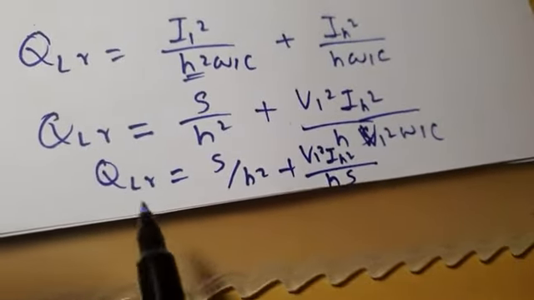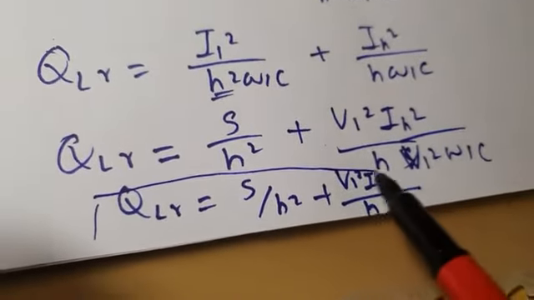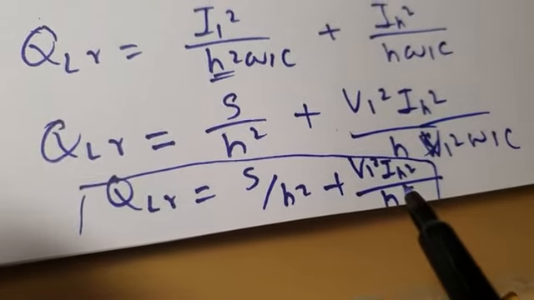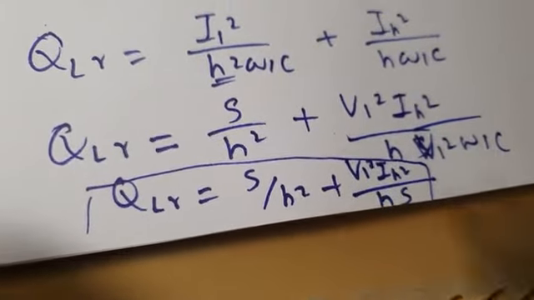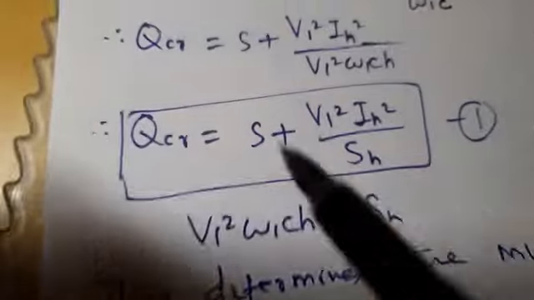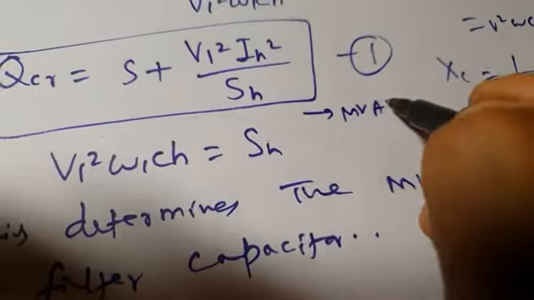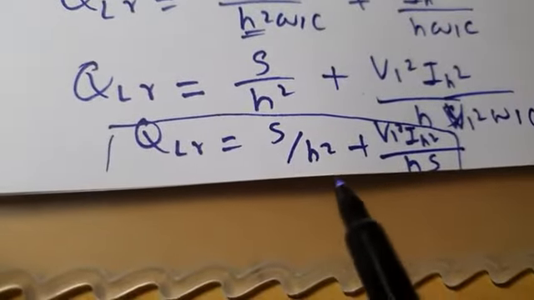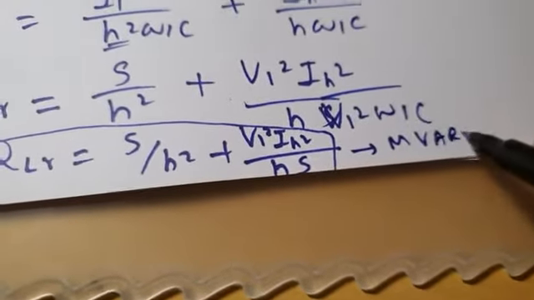So this is the reactive power absorbed by your inductor when it is tuned to a particular harmonic frequency. If you know the harmonic current and the harmonic order, it is S by h square plus V1 square IH square by hS. So this is the rating of your tuned inductor. What is the rating of your tuned capacitor? QCR in megavars, because reactive power is always in megavars, is S plus V1 square IH square by SH. And the rating of your tuned inductor is S by h square plus V1 square IH square by hS. Let us call this equation 3.